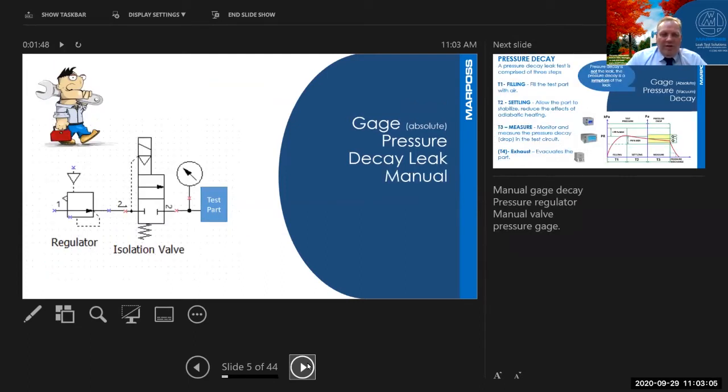We start talking about gauge pressure decay. This involves an operator, a simple pressure gauge, a manual isolation valve, and a pressure regulator. Basically what would happen is the operator would open up the manual valve, pressurize a test part to a given pressure, shut that manual valve, and then just observe the gauge, watching for it to decay. This had a little bit of a benefit over doing the dunk tank in that you didn't have to get the part wet and you didn't have to make that mess with the water, but it was still very operator dependent. And this is still the granddaddy of pressure decay systems, with a regulator, an isolation valve, and then the test part.